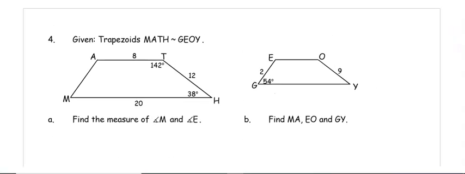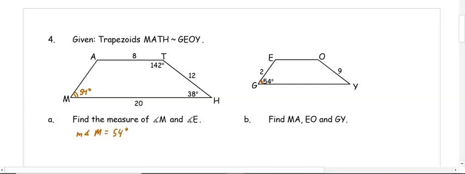In number 4, given that trapezoid MATH is similar to GEOY, we want to find some of our properties here. So first thing we want to do is find the measure of angle M and angle E. Just like in triangles, we know that our corresponding angles are congruent. So M and G are congruent. They are both 54 degrees. So we know that the measure of angle M is 54 degrees.